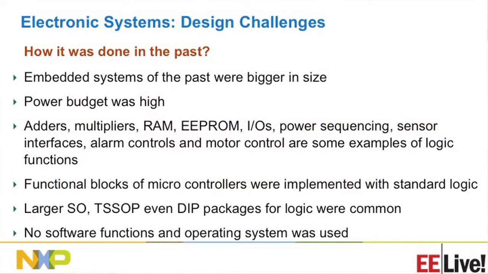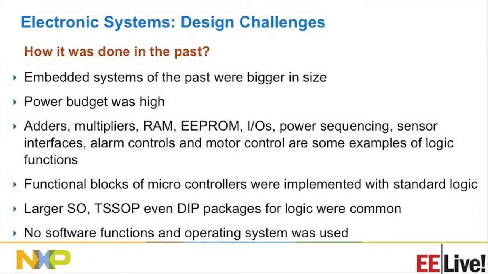So looking at the state of embedded systems, how it was done in the past, right? The systems were bigger, there were no power constraints, you could consume pretty much triple or 4 times more power than what you do today. They were not as portable. A lot of core functions like multiplication, adders, subtraction, EPROMs, IOs were done with the logic, right? So you would use a lot of AND gates, NAND gates or OR gates to build those functions up. And that was the state of logic a few decades ago.